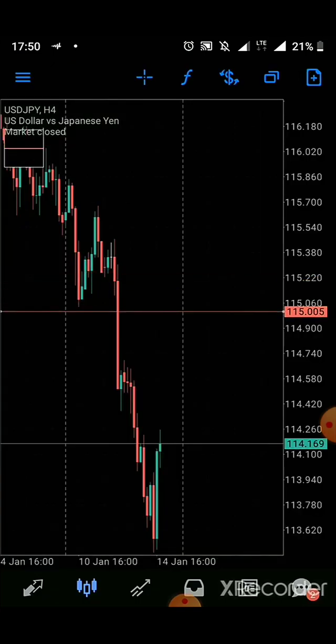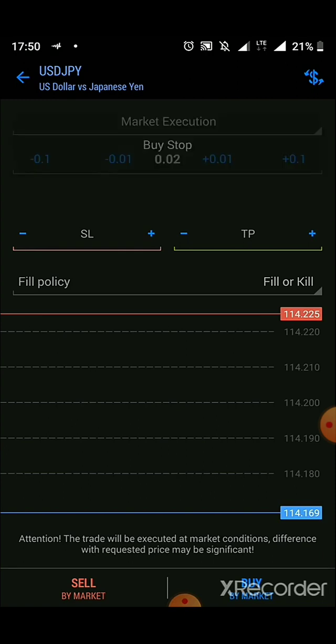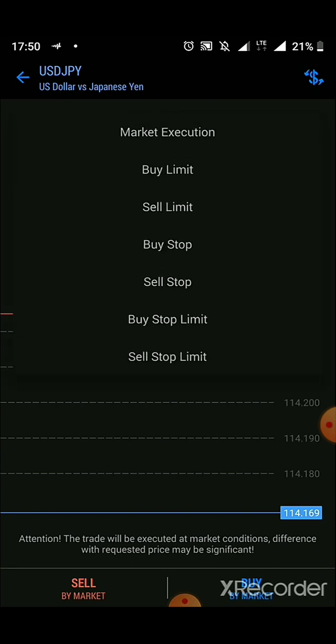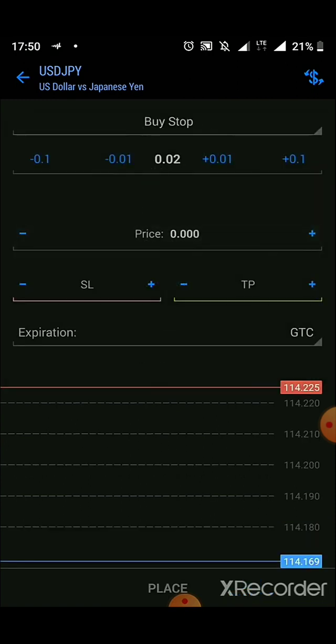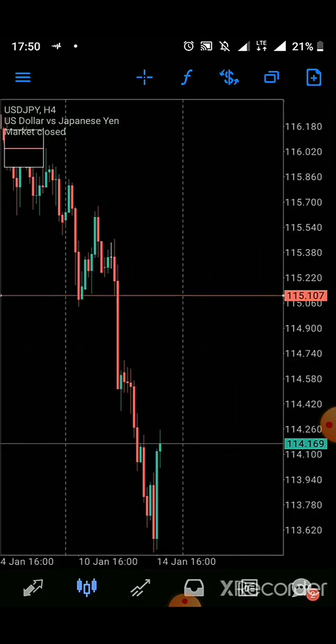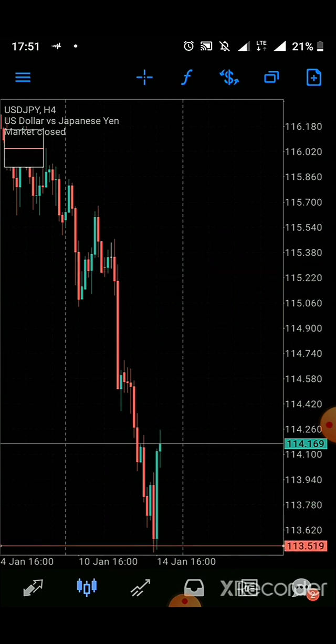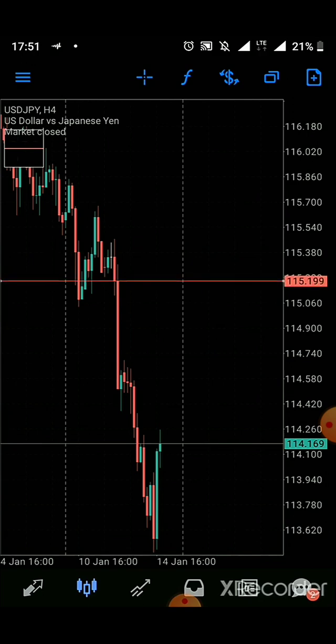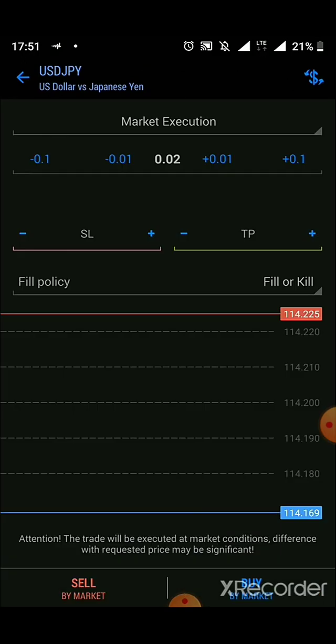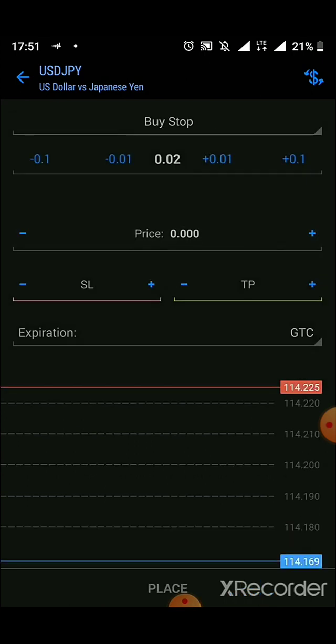Then the other kind of order we have is the buy stop. Buy stop simply means you want to buy at a price higher than the current market price. Buy limit is buying at a price lower than the current market price. Buy stop is buying at a price higher than the current market price. All you have to do is copy your price, then set it to the buy stop, then paste it.